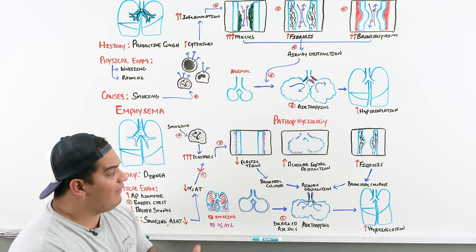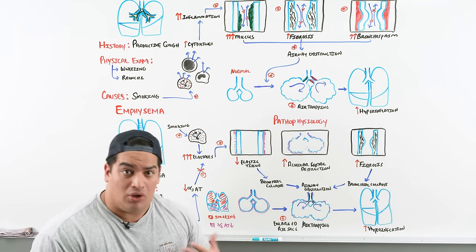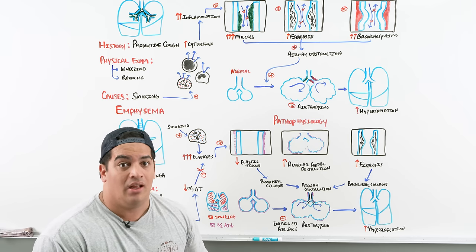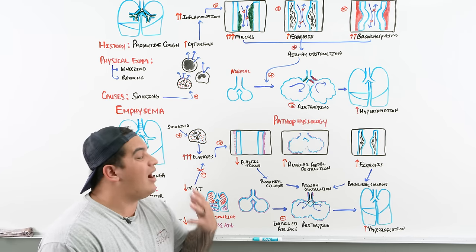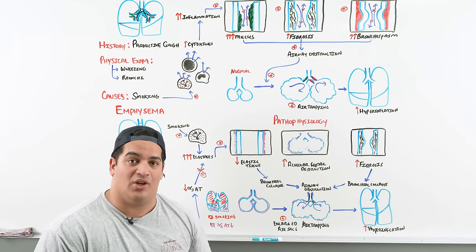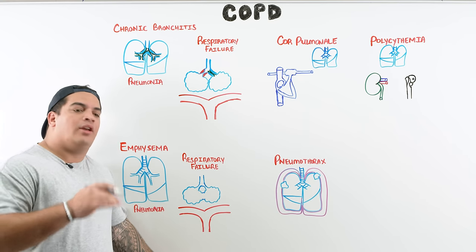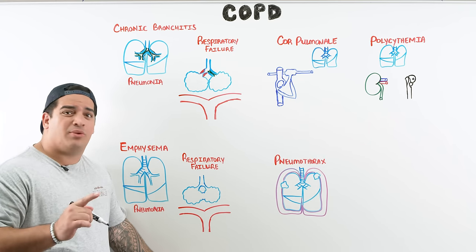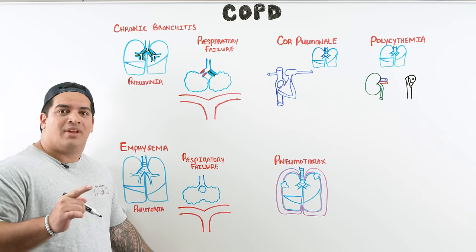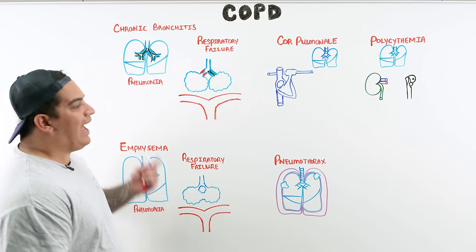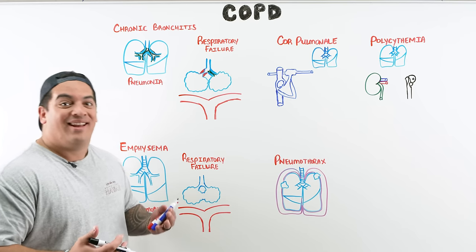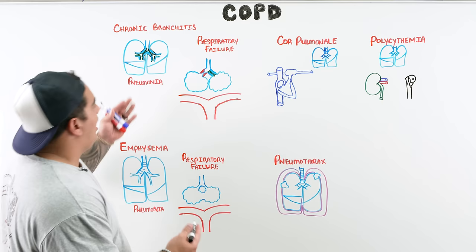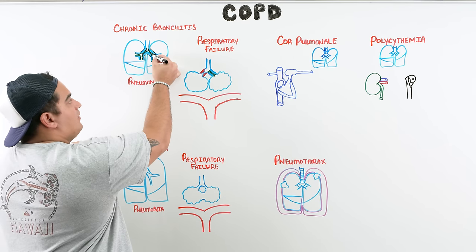So at this point, we have covered the pathophysiology, the causes, the history, the physical exam findings that are suggestive of patients with COPD. What I really want to do is talk about what are the complications that can arise in these patients who have COPD. All right, guys, so now with COPD, we have to talk about what are the potential complications. One of the big ones, I'd say, especially with chronic bronchitis, is pneumonia.